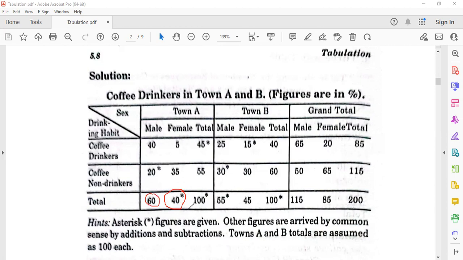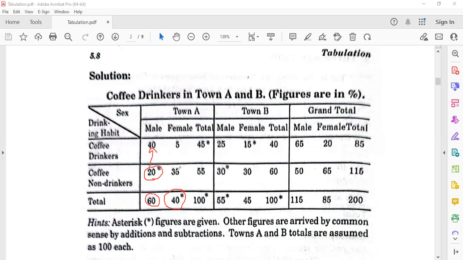Then the total coffee drinkers were 45%. And the other remaining data is that the male non-coffee drinkers were 20%. So here we know that the male non-coffee drinkers were 20%. So out of 60%, 20% is already given. Which data is that one? Coffee non-drinkers. So therefore, the remaining 60 minus 20 is what you get as the coffee drinkers.